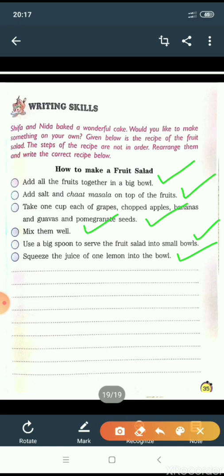So children, with this we come to the end of the exercise of this chapter.